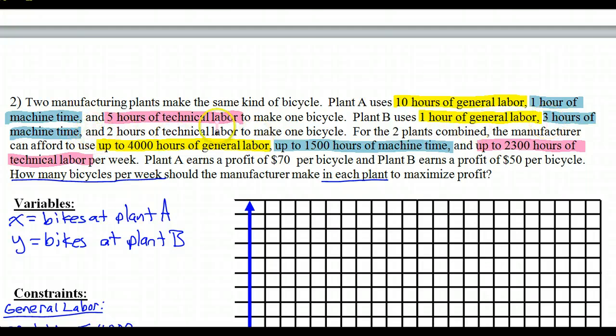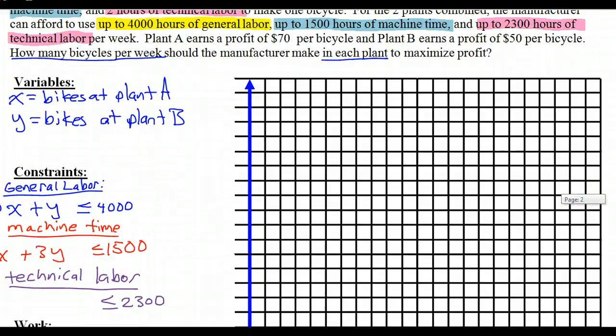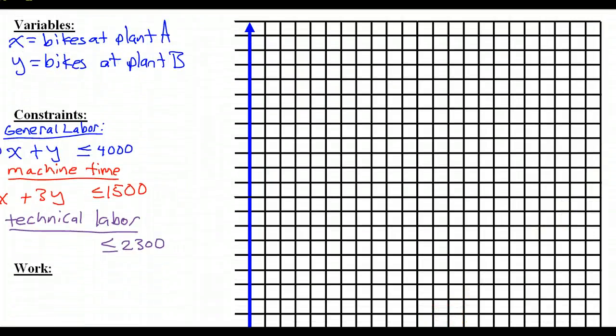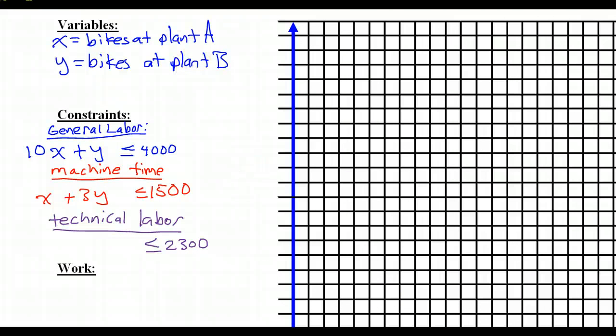Skip, skip, skip, skip. Plant B, 2 hours of technical labor. So 5 hours for plant A, 2 hours for plant B. That's 5x plus 2y. So that's going to be our third inequality. 5x plus 2y has to be less than or equal to 2,300.